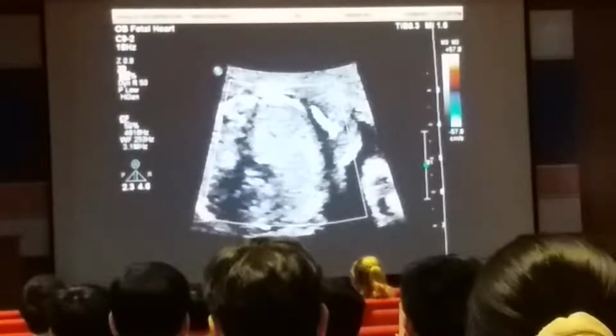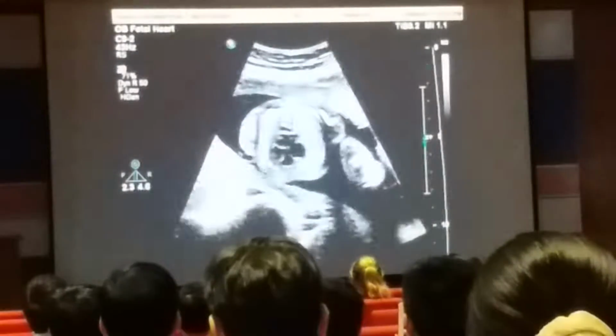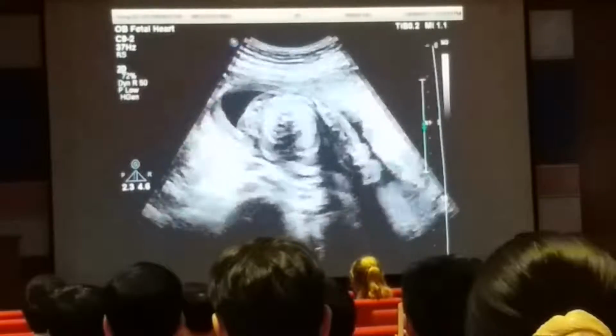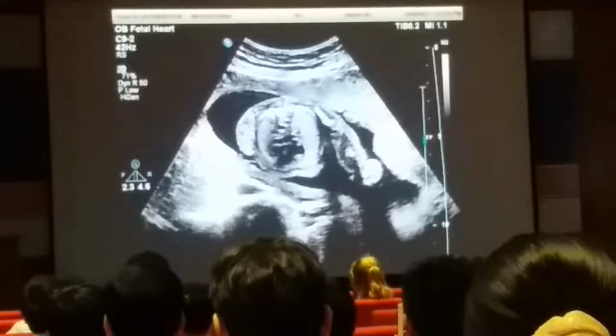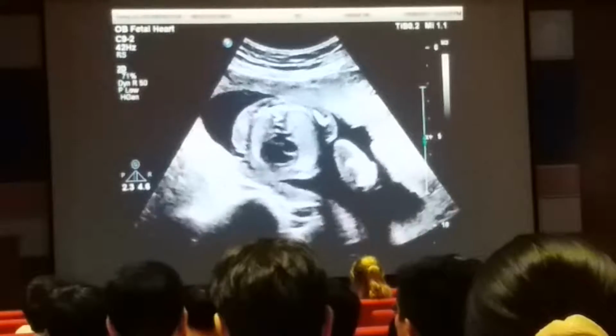Can we get down a bit more? Yeah, okay, that's good. Alright, so we know the head is down. So the left side is on our left side, right? And the right side is on our right.